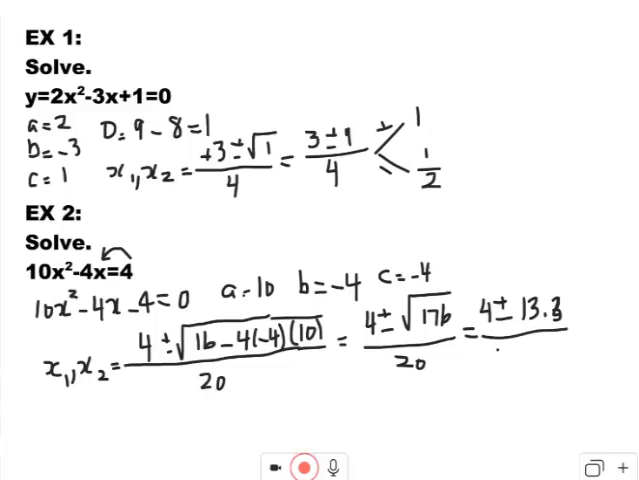divided by 20. Now, if we take the positive one, 13.3 plus 4 divided by 20 gives us 0.87, and 4 minus 13.3 divided by 20 gives us negative 0.47.